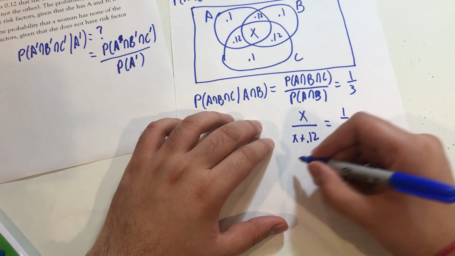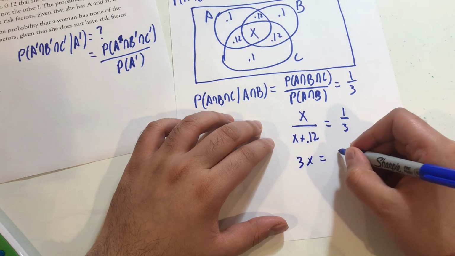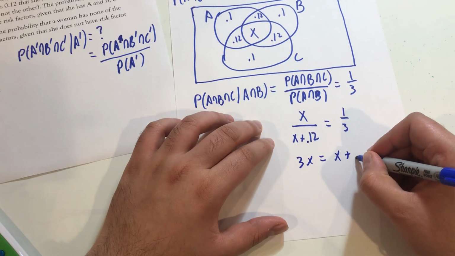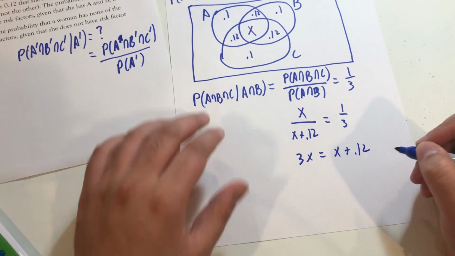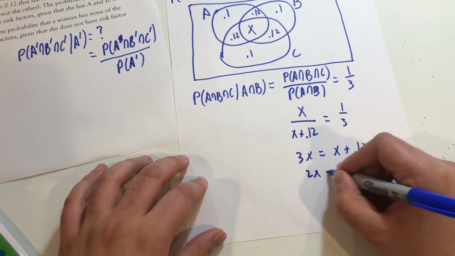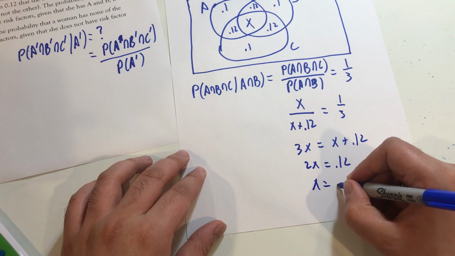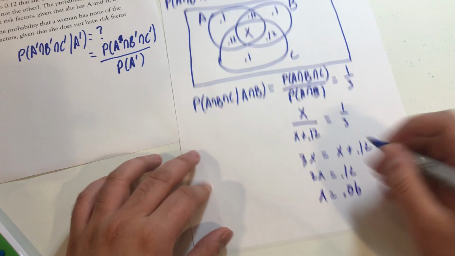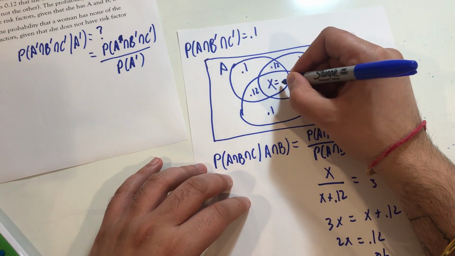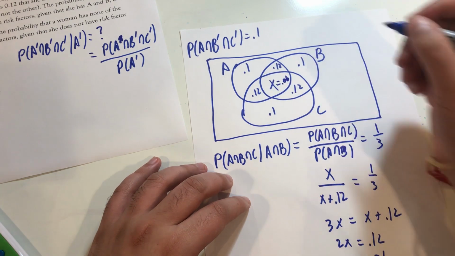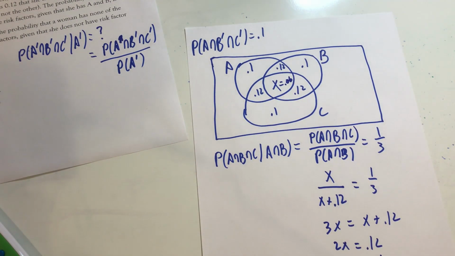Multiply to both sides, it's 3x is equal to x plus 0.12. I subtract the x from both sides, 2x equals 0.12. I divide by 2, x is equal to 0.06. Right, so this is equal to 0.06, that she has all three risk factors.